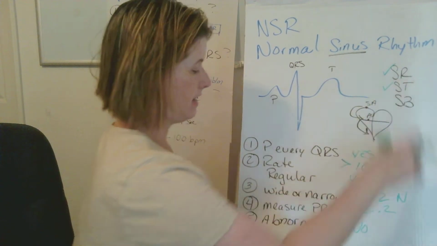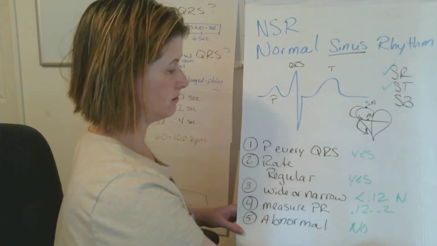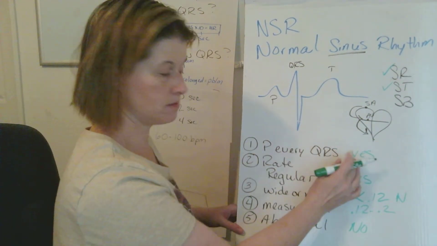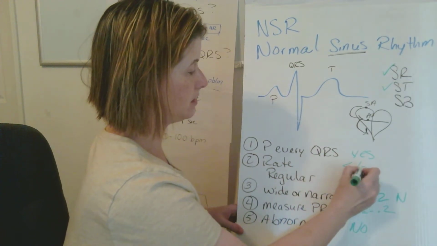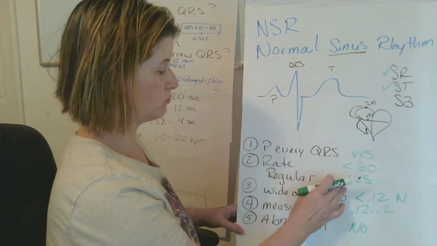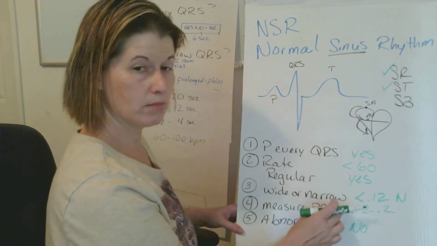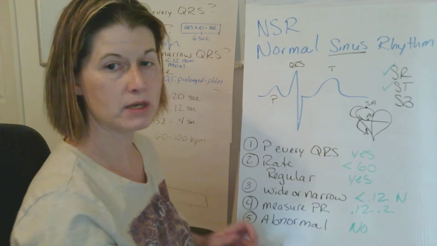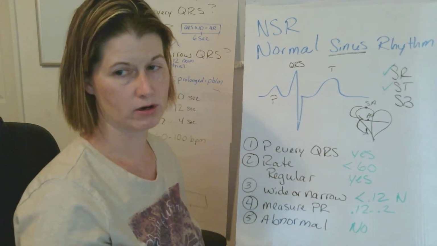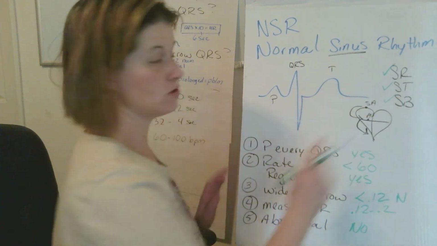Okay? And then if I had a P for every QRS, but my rate was less than 60, it was regular, narrow, my PR was normal, and I had no abnormal beats, then I would have sinus bradycardia. So that one's pretty easy.